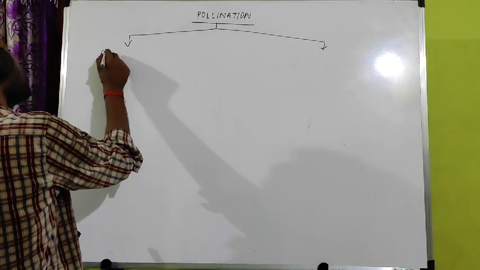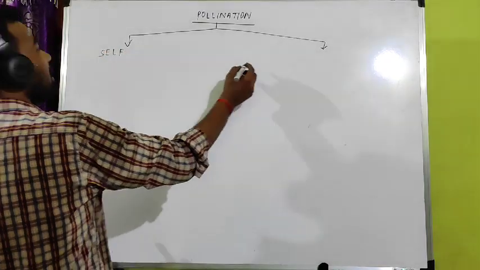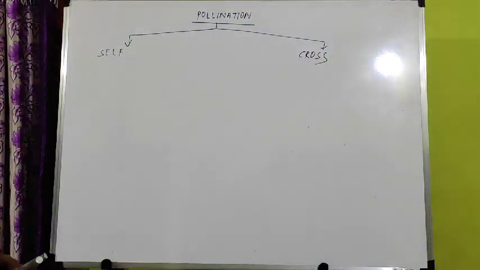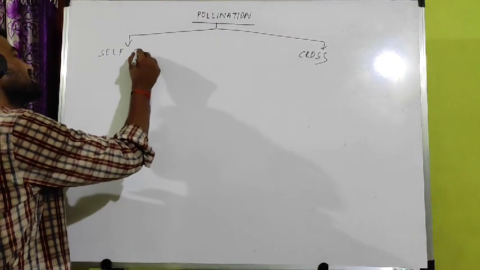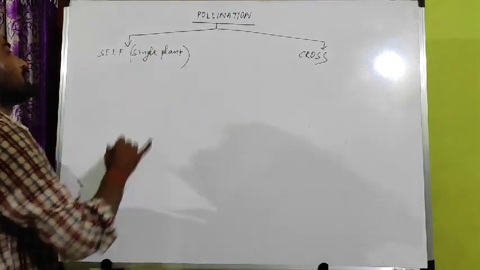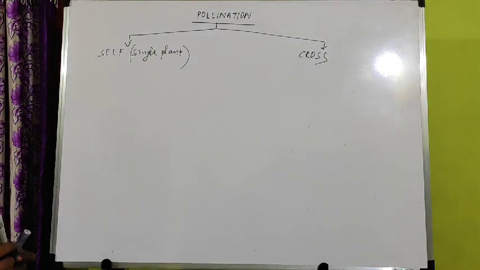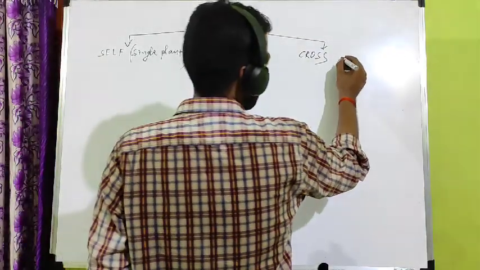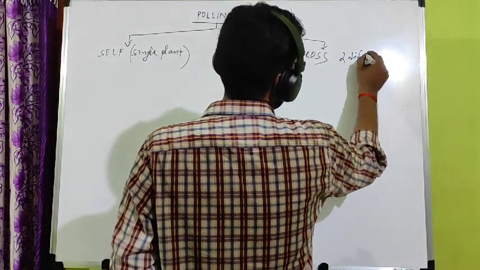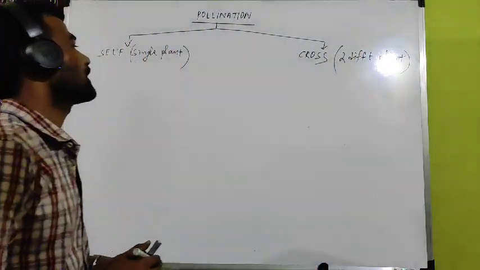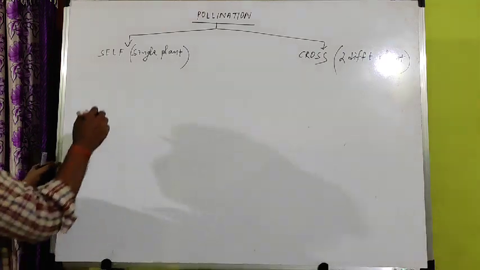One is called self-pollination, another is called cross-pollination. What is the main difference between self and cross-pollination? When pollination takes place in a single plant, only one plant is involved, not flower, that is called self-pollination, in a single or same plant. When two different plants are involved in pollination, that is called cross-pollination. So in detail we will discuss.